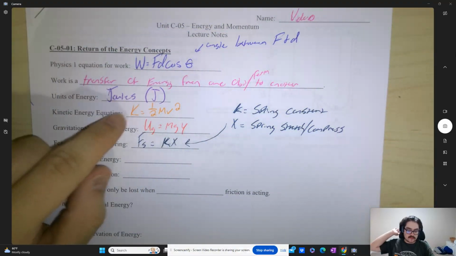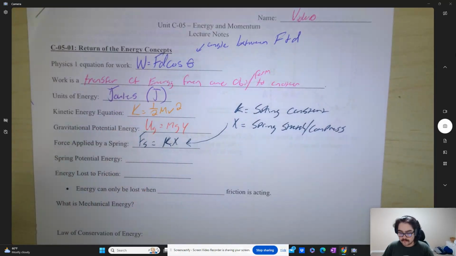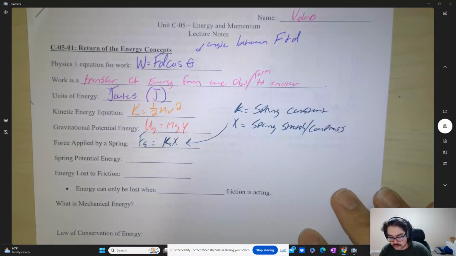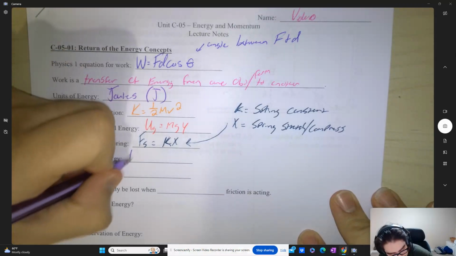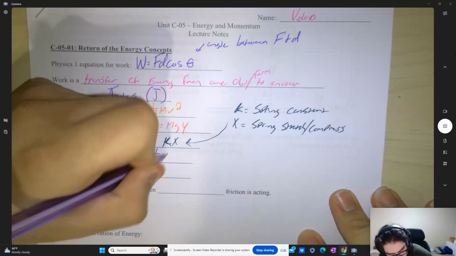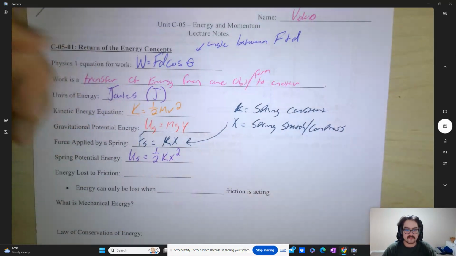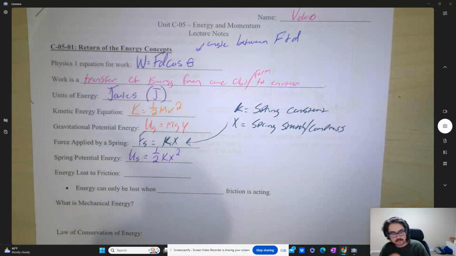Now, don't get confused, right? There's k, and then there's also K. This should be lowercase k, and this is uppercase K. Spring potential energy is U sub s. It's very similar, but not quite: 1/2 kx squared. If you've got your calculus thinking cap on, then you probably recognize a pattern between the two.